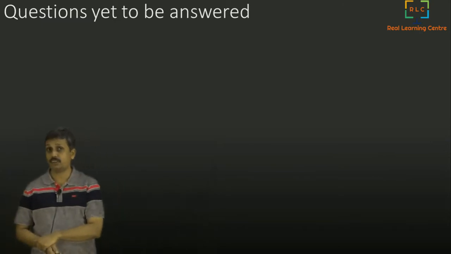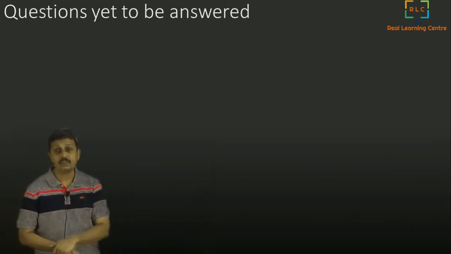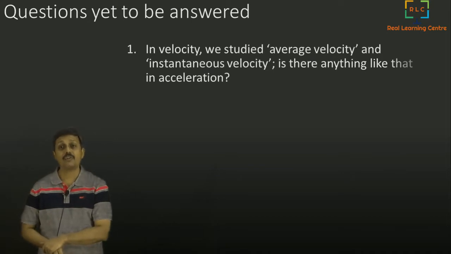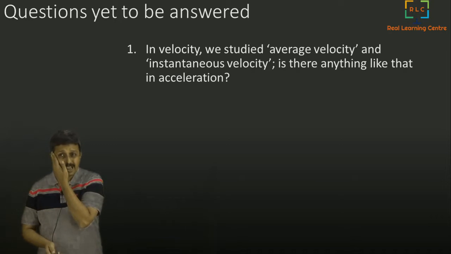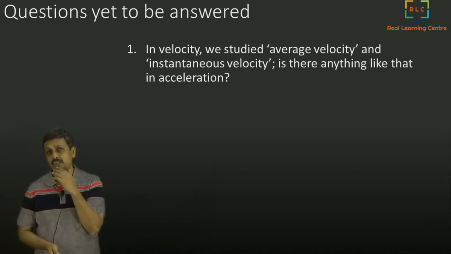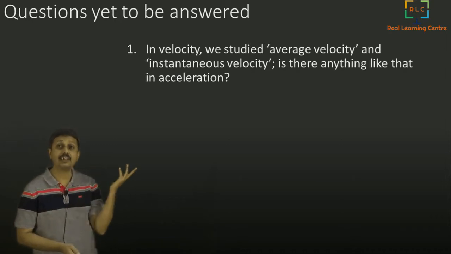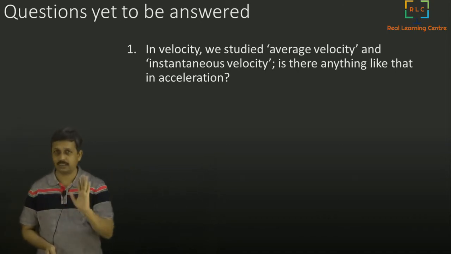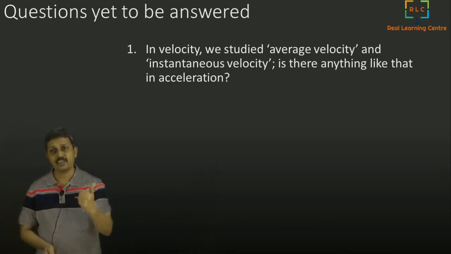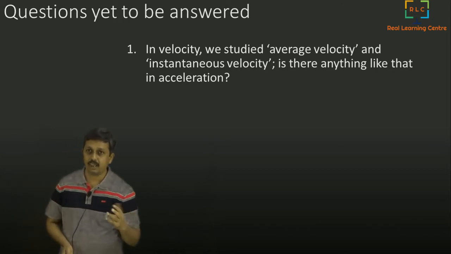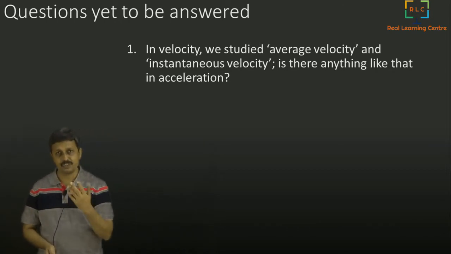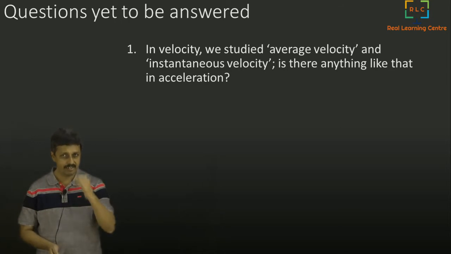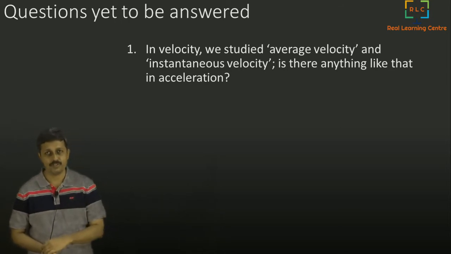We have answered a lot of questions regarding acceleration, but there are some left unanswered. The first one is, in velocity we talked about average velocity and instantaneous velocity. Is there such a thing in acceleration, average acceleration and instantaneous acceleration? That is the question we have not answered. Now there is average acceleration and instantaneous acceleration. How do we measure that, what is the definition? I am not going to discuss that in this video. It will happen in future videos.